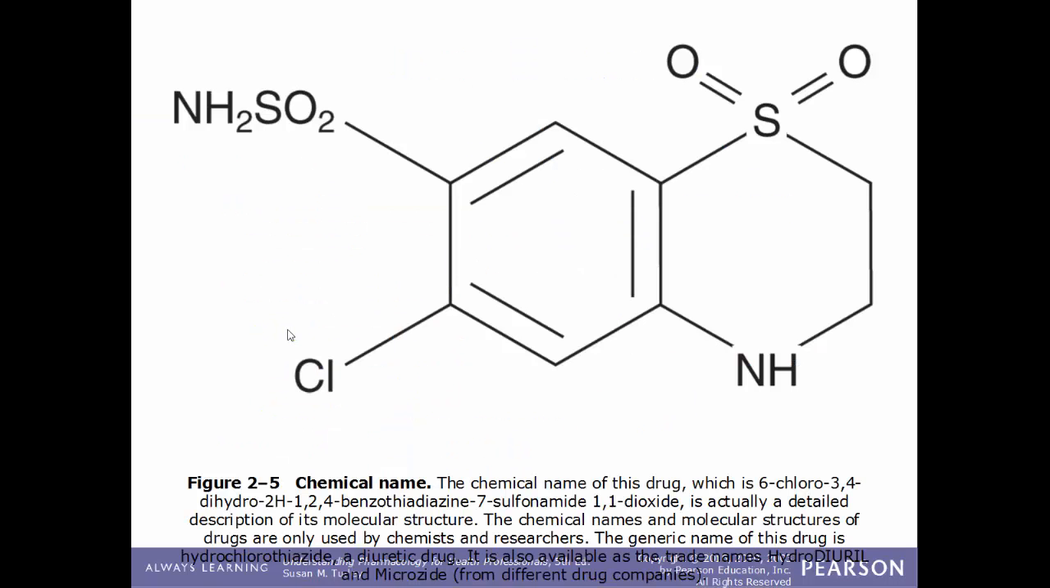In this image, we have an example of a diuretic drug. The chemical name of this compound is listed here in the caption: 6-chloro-3,4-dihydro-2H-1,2,4-benzothiazine 7-sulfonamide 1,1-dioxide. So good luck getting that on a commercial. That's the chemical name for this structure. The generic name of this drug would be hydrochlorothiazide, and the trade name for this compound would be Hydrodiuril, or it could also be sold under Microzide.